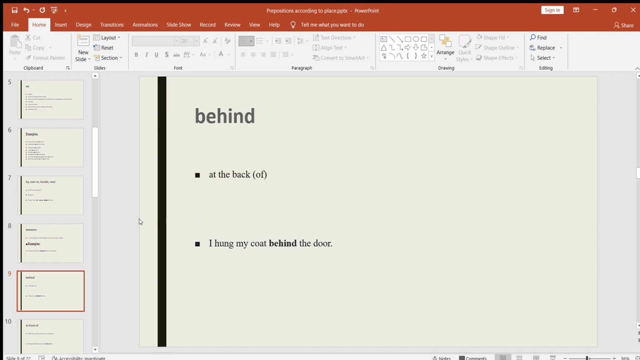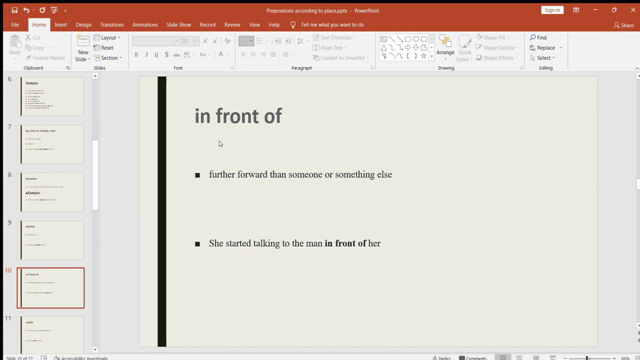Let's move on. In front of: further forward than someone or something else. For example, she started talking to the man in front of her. Well, the guy was standing in front of me. I could see a bus in front of me. I could see a restaurant in front of me, whatever. Next.